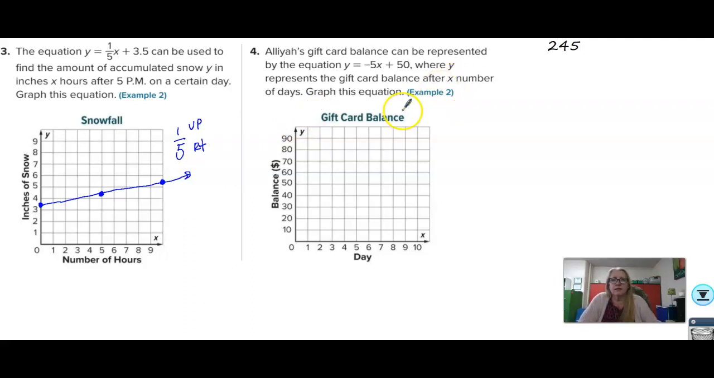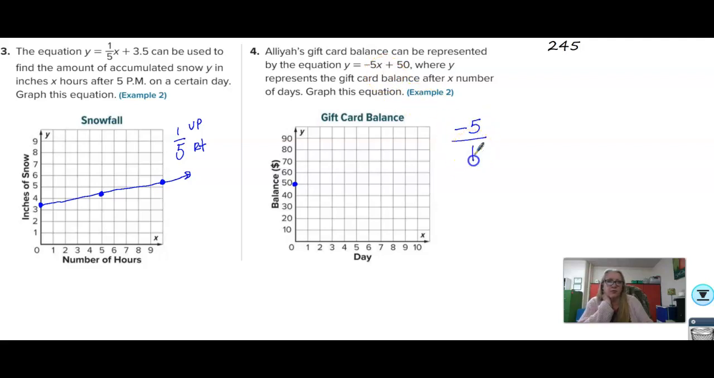All right, I think this is Aaliyah's gift card balance, which can be represented by the equation y equals -5x plus 50, where y represents the gift card balance after x number of days. So basically, she's got $50 on her gift card, all right? If she spends $5 every day, then this would be the equation to tell us how much she has left on her gift card. Now, our starting point is positive 50, and notice they've numbered this nicely for us. Here's positive 50, and now our slope is -5.